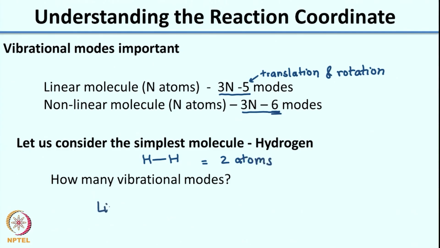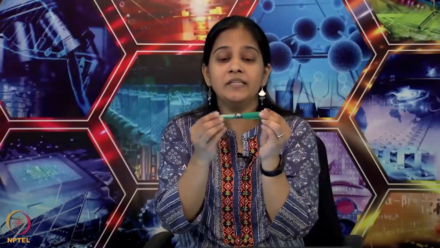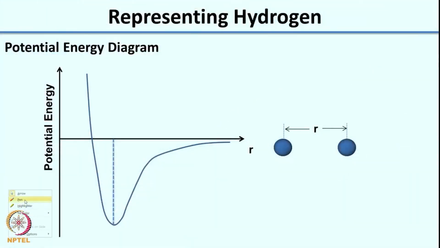It is a linear molecule. So, it will have one mode, and like I showed you with this pen, it is essentially the stretching mode. So, it has one vibrational mode. If I plot the potential energy versus the distance between the 2 atoms, which is r, so here I am plotting the potential energy versus the distance between the 2 hydrogen atoms.